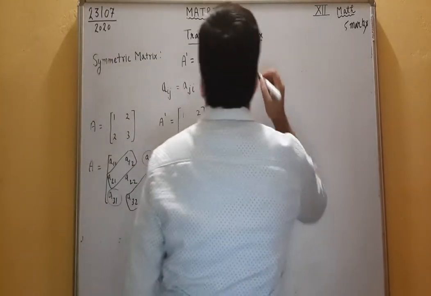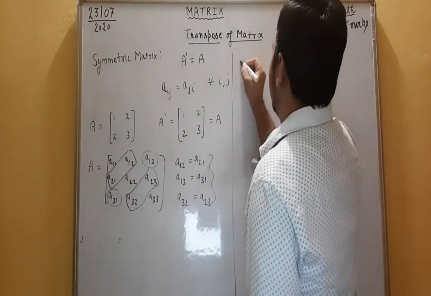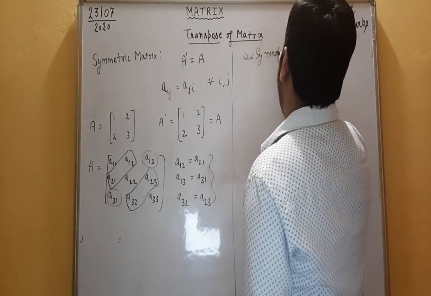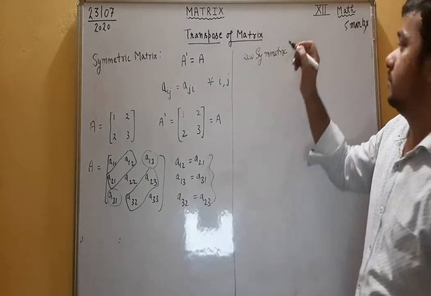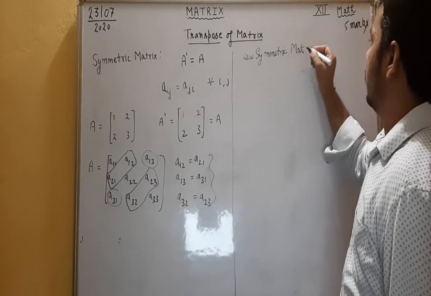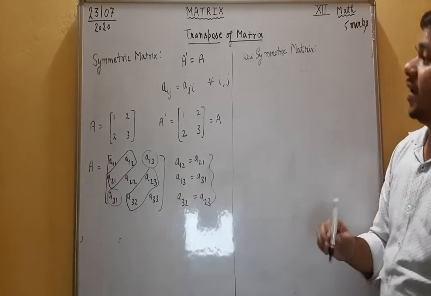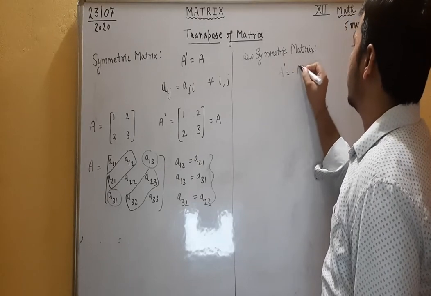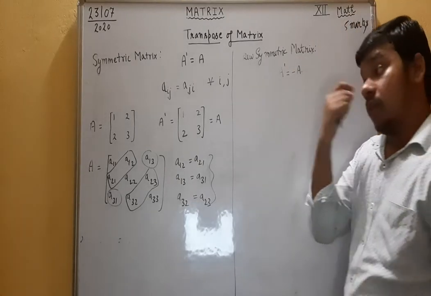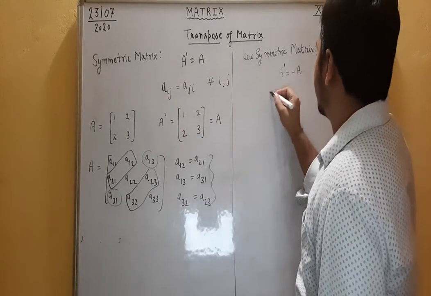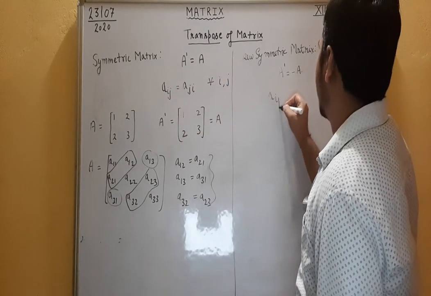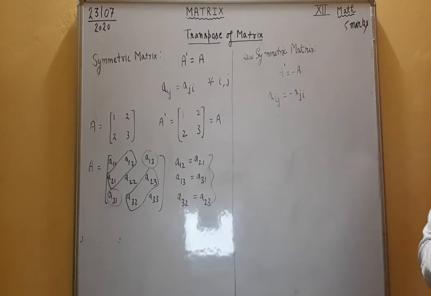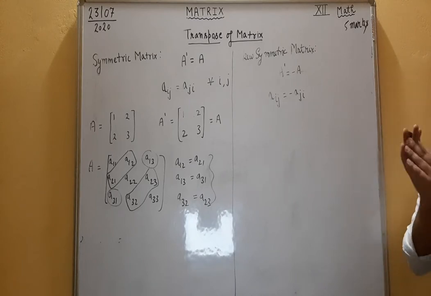Similarly, parallelly we define skew symmetric matrix. See, skew symmetric matrix. Skew symmetric matrix is what? A matrix is called a skew symmetric matrix when A dash is equal to minus A. Okay, so here the condition is changed. A dash is equal to minus A means Aij is equal to minus Aji. Means the elements in the upper triangular part and the lower triangular part are of opposite signs.